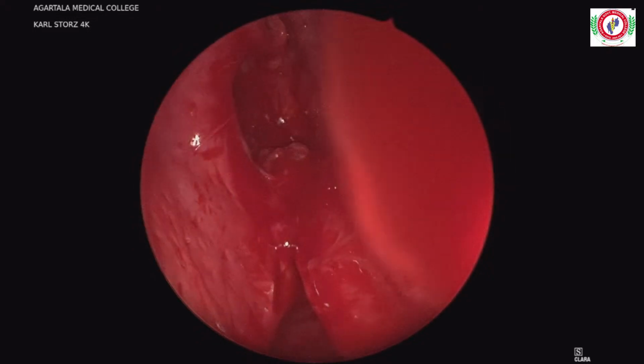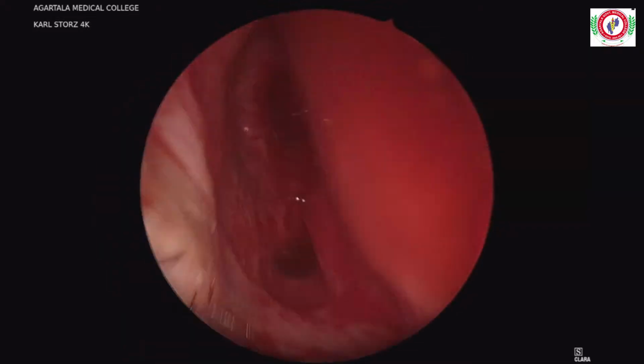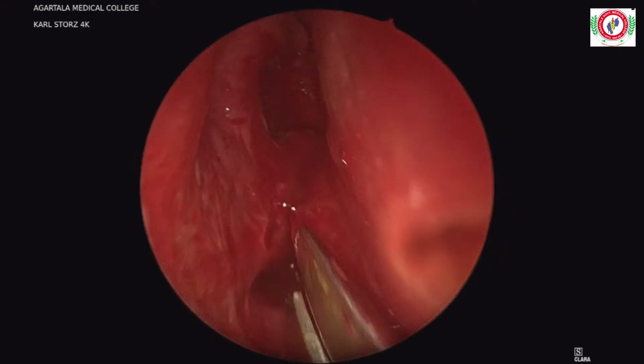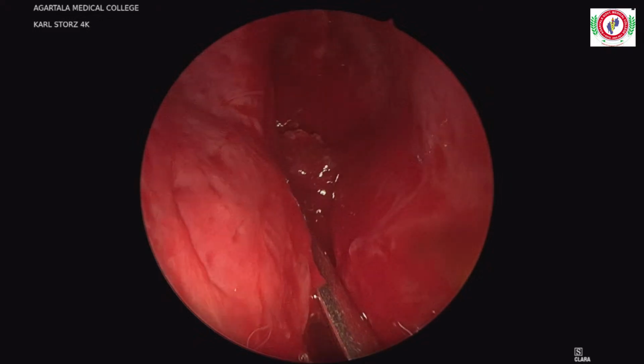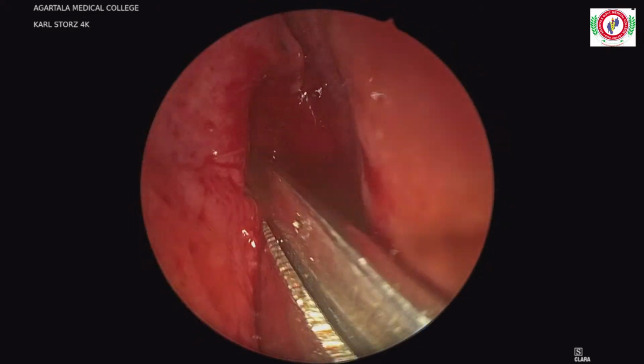I think what we can do here is an inferior turbinectomy, because we have a tumor which is medial and lateral to the inferior turbinate also. Give me a turbinectomy scissor. This will give us space also.